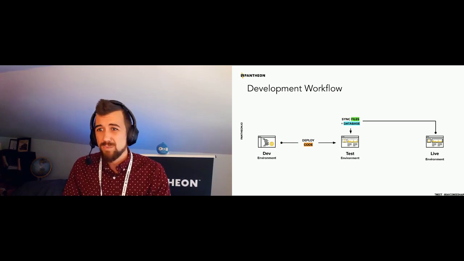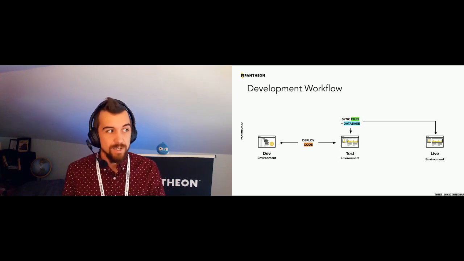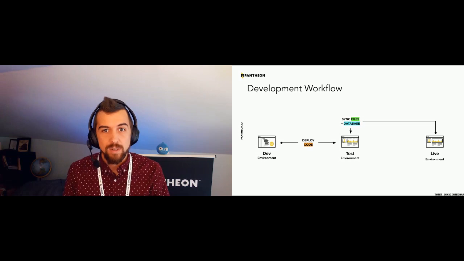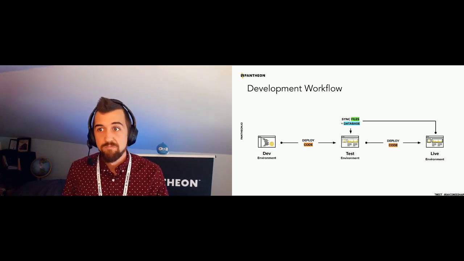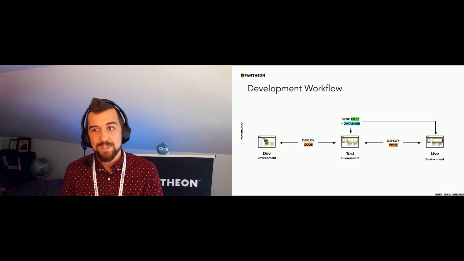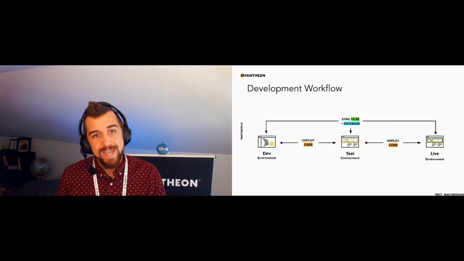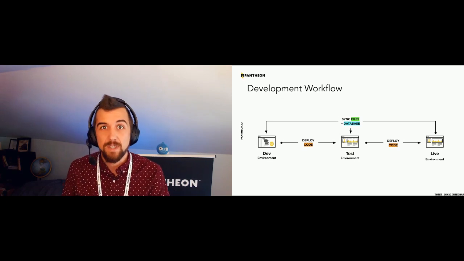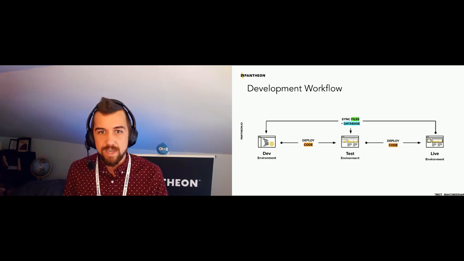You can run automated tests. You can just do manual QA. It's your chance to catch anything that might be broken before eventually deploying it up to live. So once you're confident it's going to work, you get it up to live and you're good to go. And then you can sync your database and files back down to dev so that you're actively developing against all of the new content and things that have changed in live.